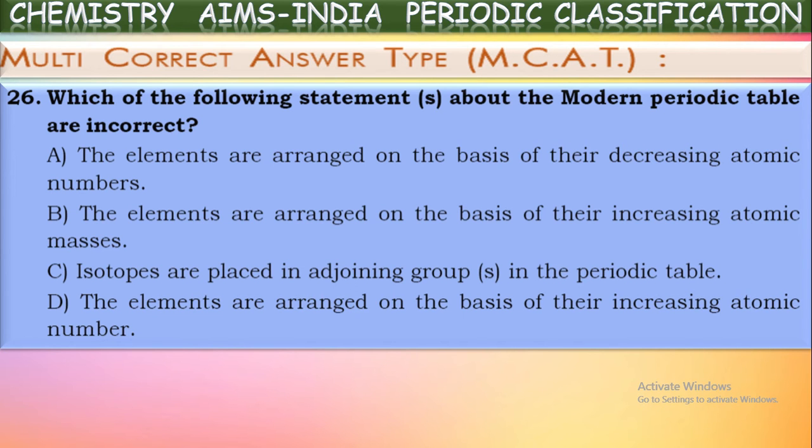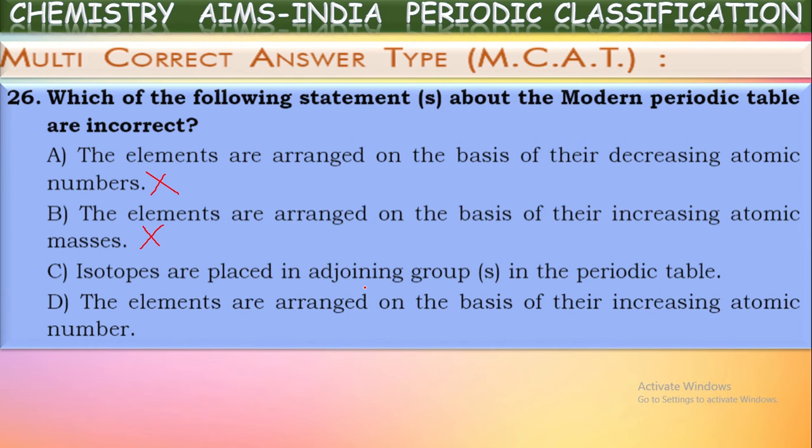See the first one: elements are arranged on the basis of their decreasing atomic numbers. So it is incorrect. What about the next statement? The elements are arranged on the basis of their increasing atomic masses. No, it is also not correct, because atomic mass is not the basis. They have taken atomic number as the basis for classification in the modern periodic table.